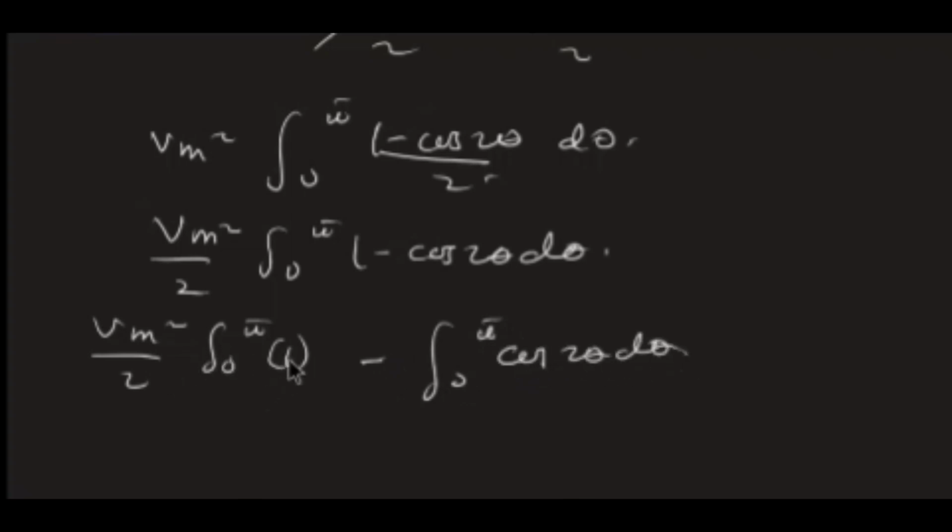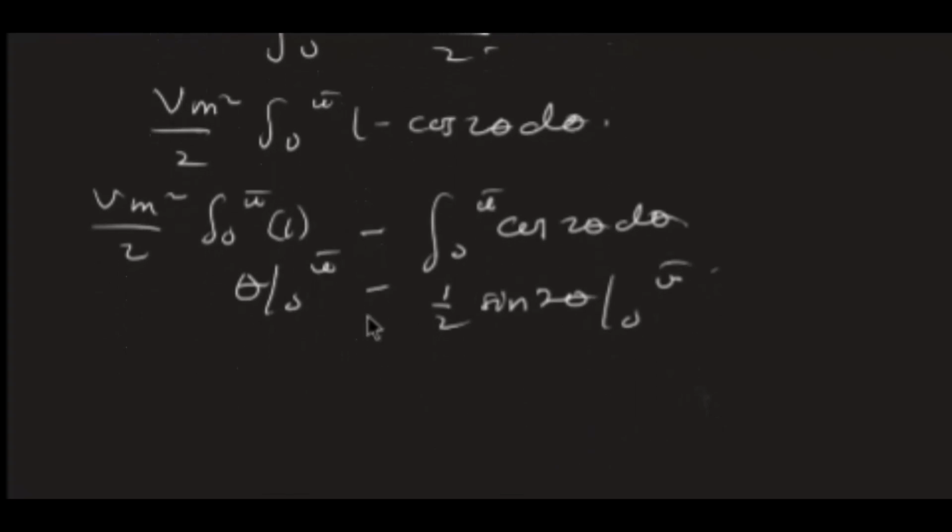Here will give me what? Theta. Then 0 to pi is minus. Here I'm going to get 1 over 2 sine 2 theta, then 0 to pi. So my Vm squared over 2 multiplying the expression.